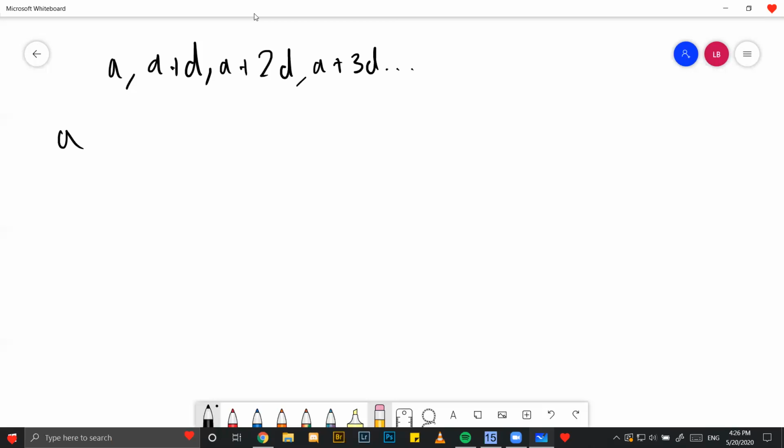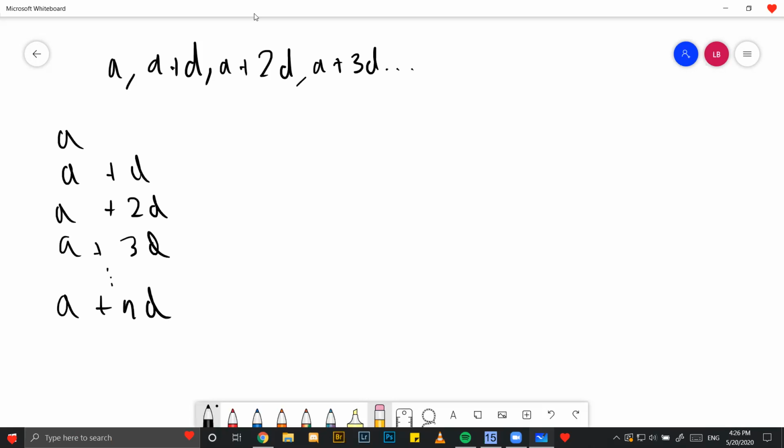So we have a plus d, we have a plus 2d, we have a plus 3d, all the way up until our nth term, which we need to add up. So a plus nd. And then what we do is we can add up whatever we can see. Obviously we can see that there's a sum of a's. So we have na.